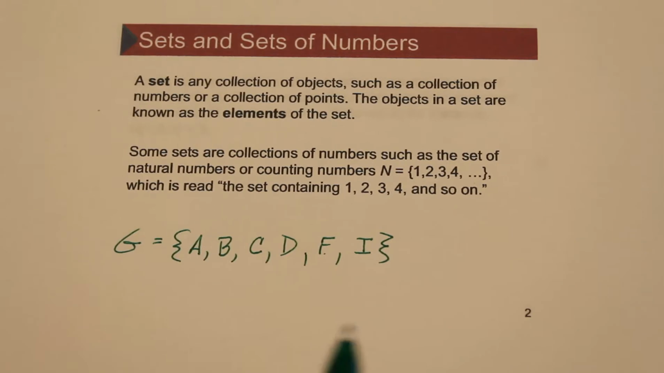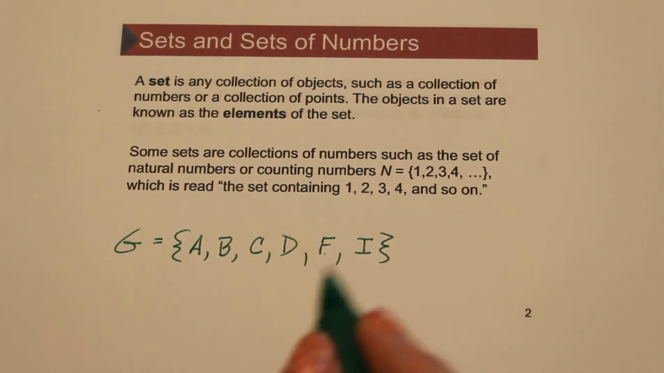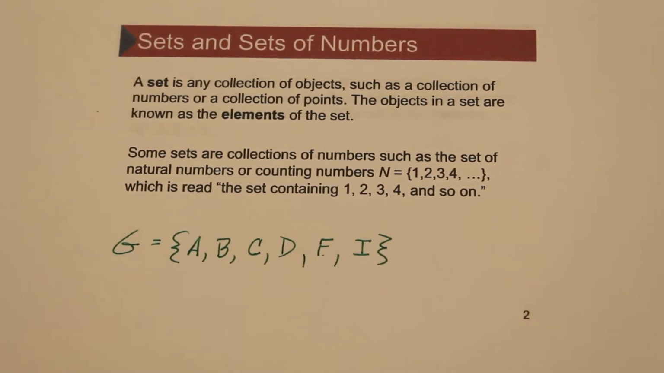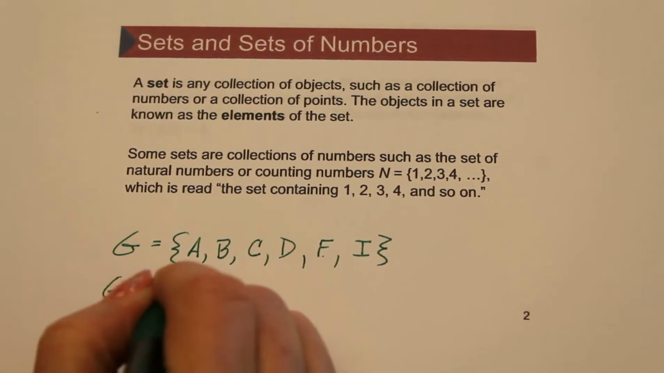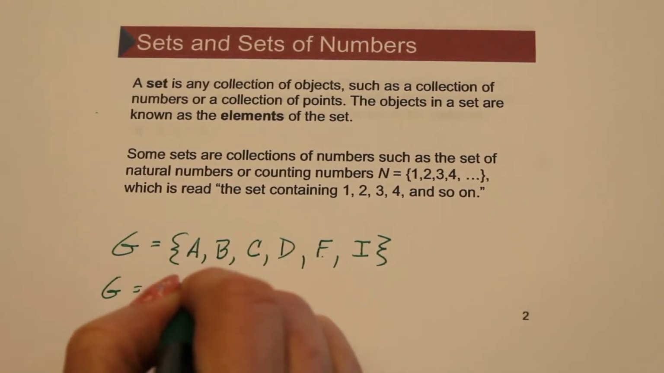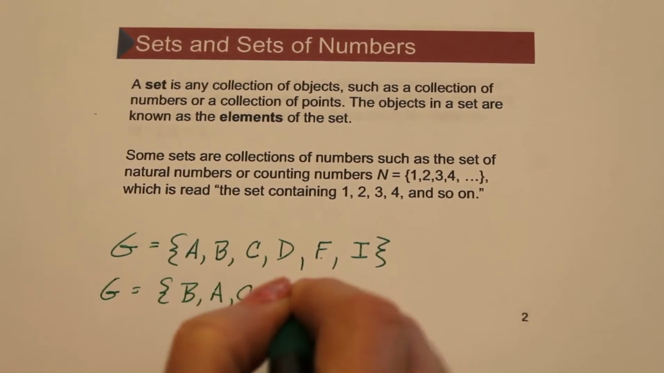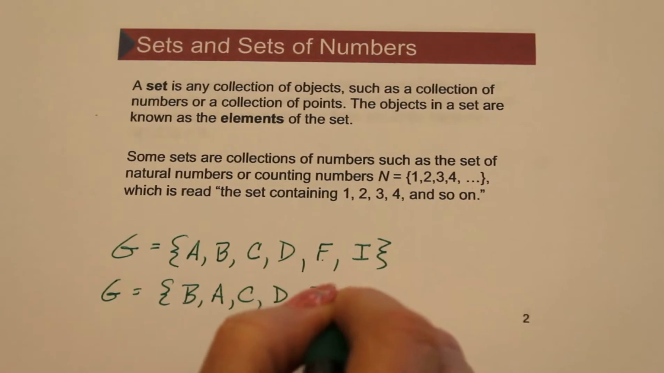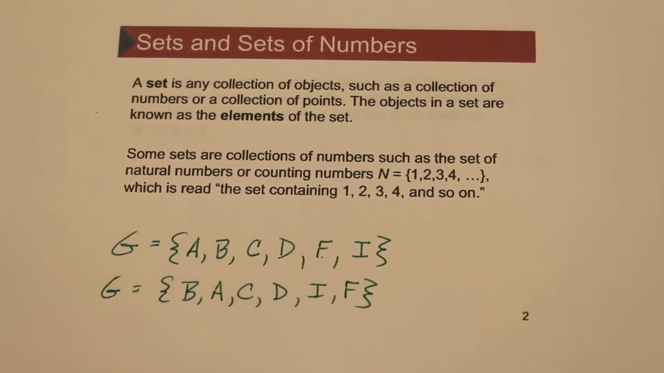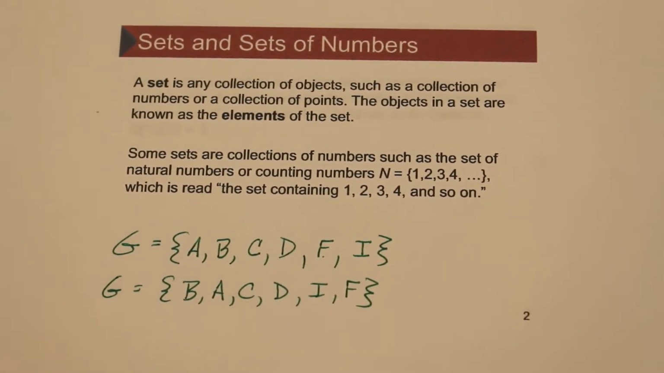And an element is either in the set or it's not. There's no concept of the first element or the last element. We could have rewritten set G as B, A, C, D, I, and F. So elements are either in a set or they're not. They're either members of a set or they're not.